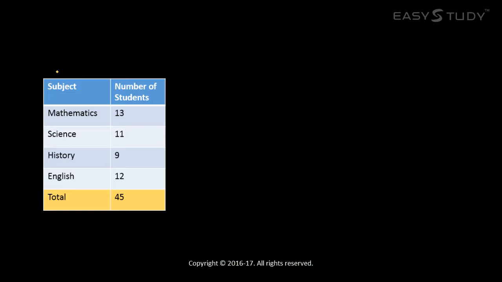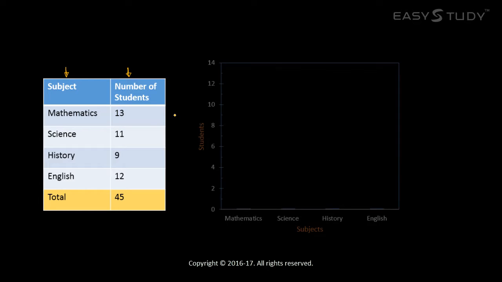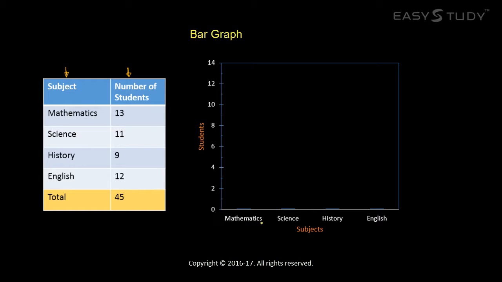This is a table we have seen earlier. It shows subject names and number of students who like that subject. Let's see how we can represent this data on graph. The graph we are going to plot is called a bar graph. It is a column-based graph.